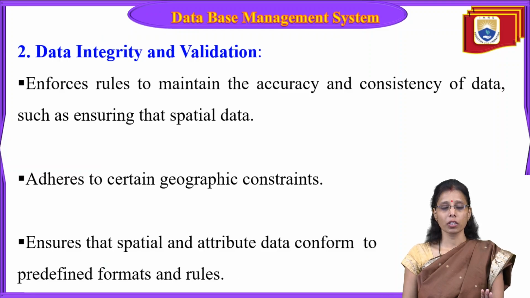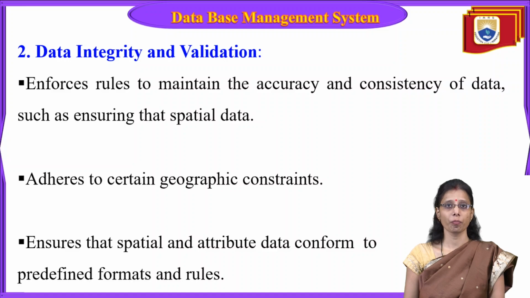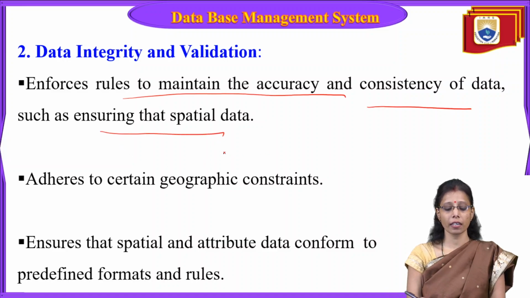Okay, so now the second role of DBMS in GIS is data integrity and validation. So what is data integrity and validation? It enforces rules to maintain the accuracy and consistency of data, such as ensuring that spatial data is accurate. Usually it will help you to maintain the accuracy once the data is fed in the DBMS.